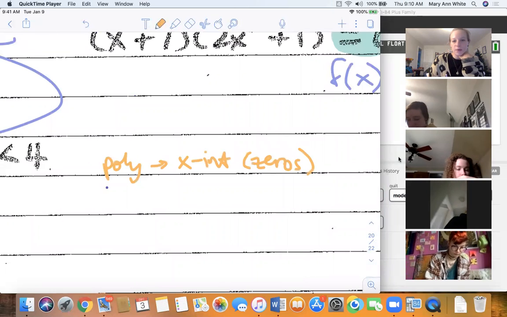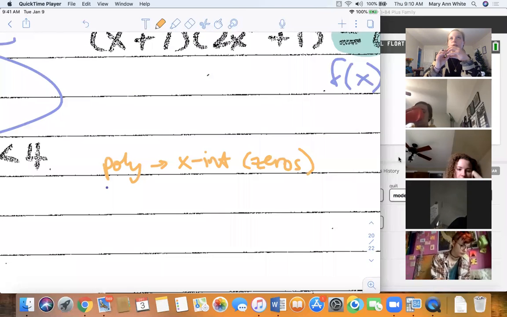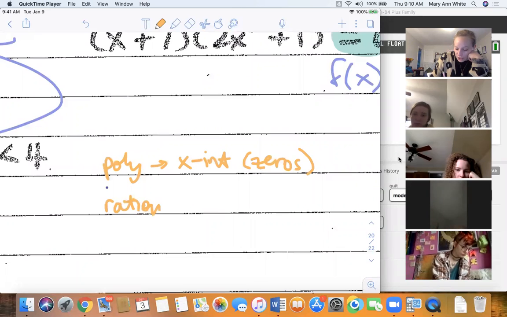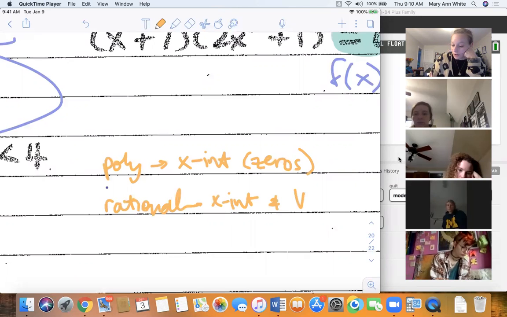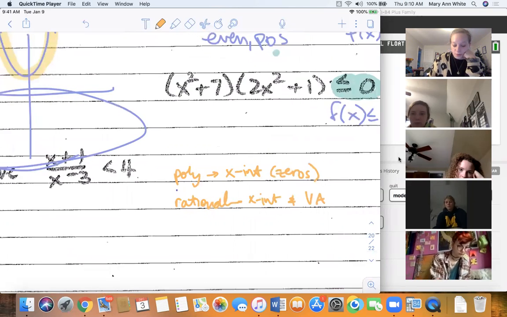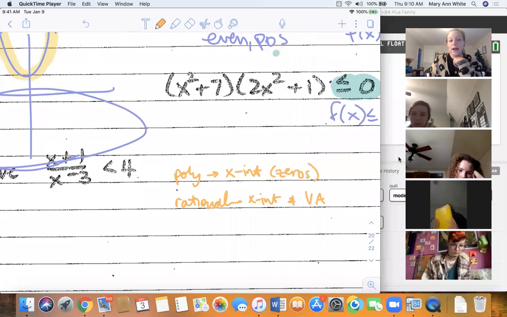I think I even talked about it with your class, calling it the point of interest. It's interesting because it either is where we switch from being negative to positive, or it all stays positive, but something interesting can happen at my zeros. When we're looking at a rational function, we're still looking at our x-intercepts. We're still seeing where we cross our x-axis, but another point of interest that we care about is our vertical asymptote. So we're doing the exact same thing over here, but the biggest thing is I need to keep it as a fraction so I can look at the vertical asymptote eventually.